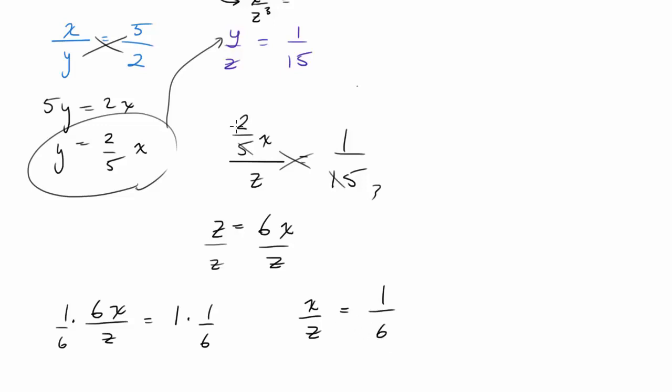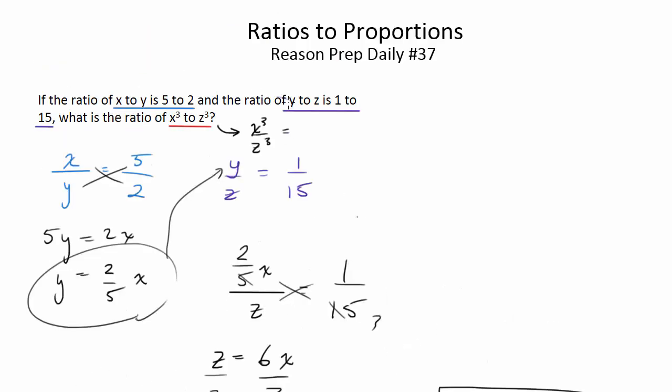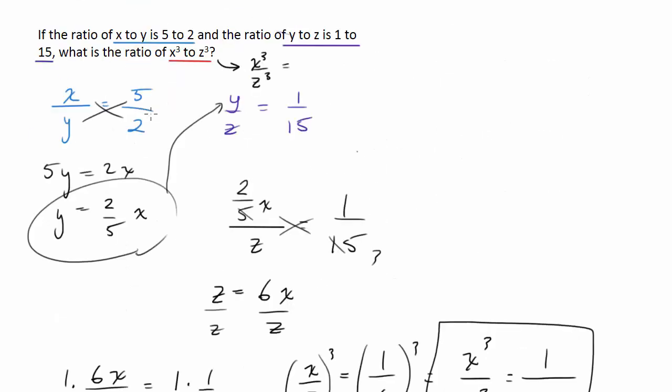And finally, I need this to be x cubed over z cubed, so I'll just cube both sides. And when I do that, I get x cubed over z cubed is equal to 1 over 6 cubed, which is 216. So your answer would be 1 over 216. So just remember on questions like this that you can transform your ratios into proportions and then solve it algebraically. You also, if you wanted to, for a question like this, have a second method, which is to plug in numbers.